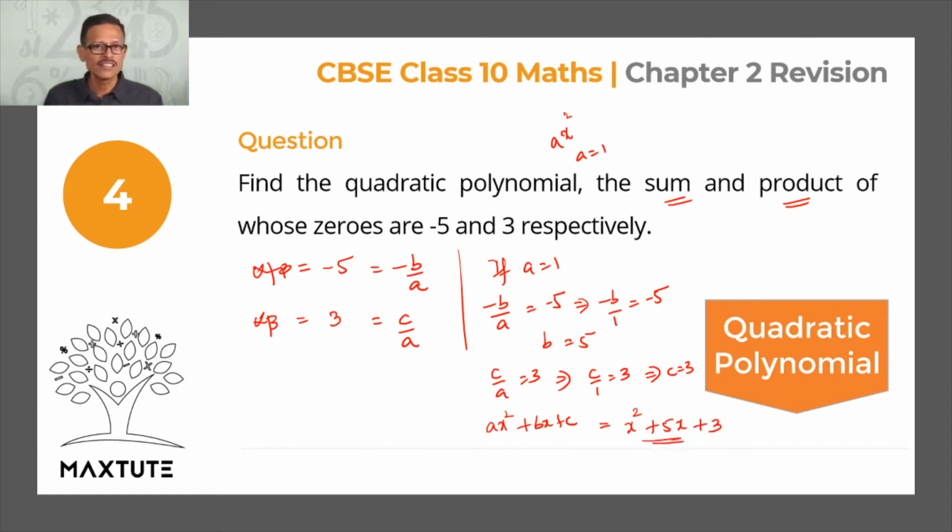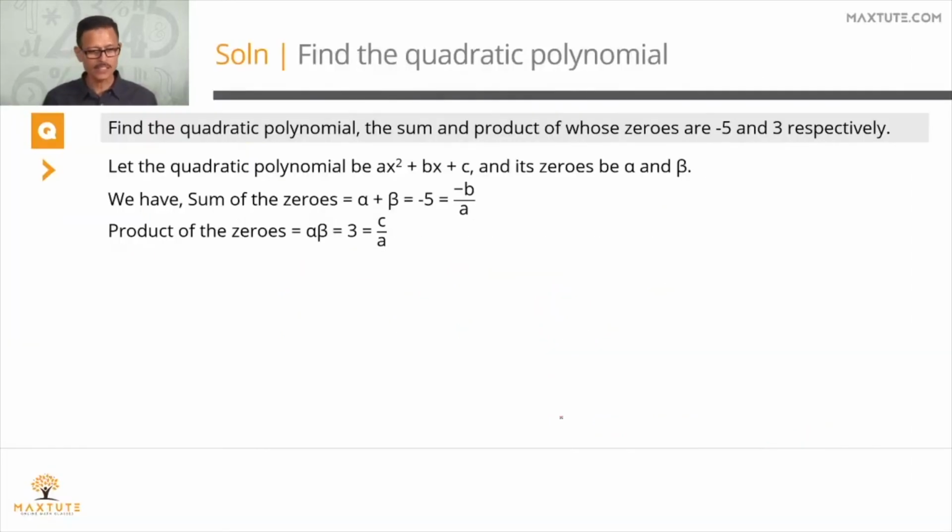So the last question, we had the polynomial, we found the zeros and verified it. In this question, we got the sum and product of the zeros. We're getting from there to the polynomial. Let's quickly summarize it in a printed form.